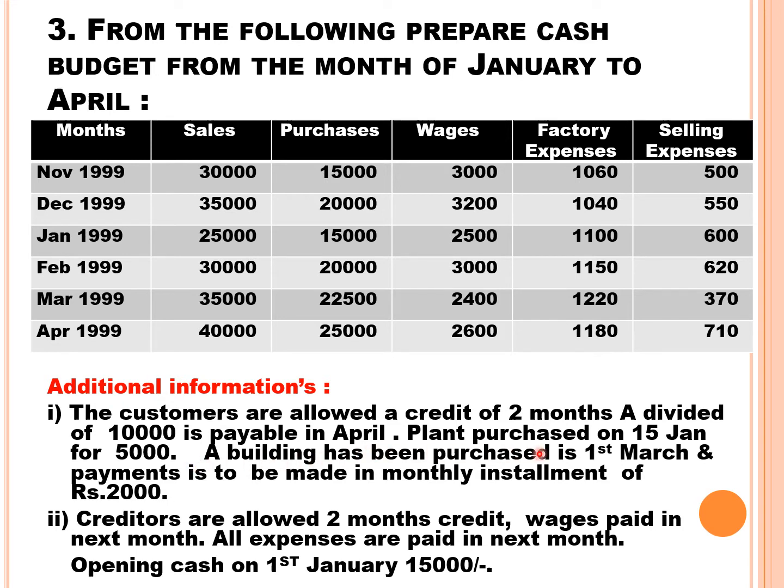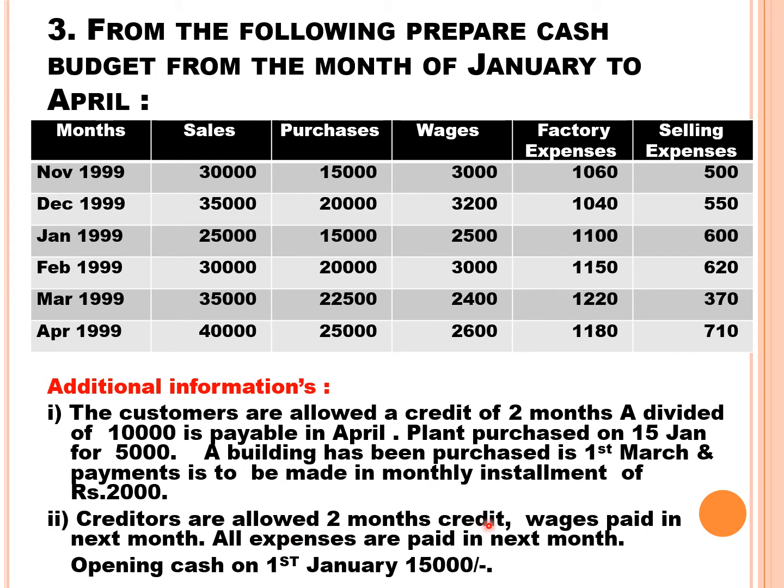A building has been purchased on 1st March, and the payment is to be made in a monthly installment of 2,000. So purchase of building will be treated as payment, and this payment is made in installments from the month of March because it is purchased in the month of March. So therefore 2,000 in the month of March and 2,000 in the month of April should be made a payment.